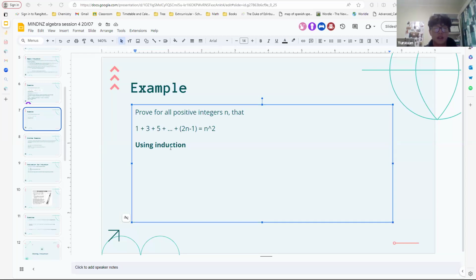Okay, can someone tell me a base case that we can use? Just tell me in chat. Okay, we can use the base case of n equals 1. We know that 1 equals 1 squared. So the base case is pretty trivial. And then for the assumption, we just assume this is true for some k, right?